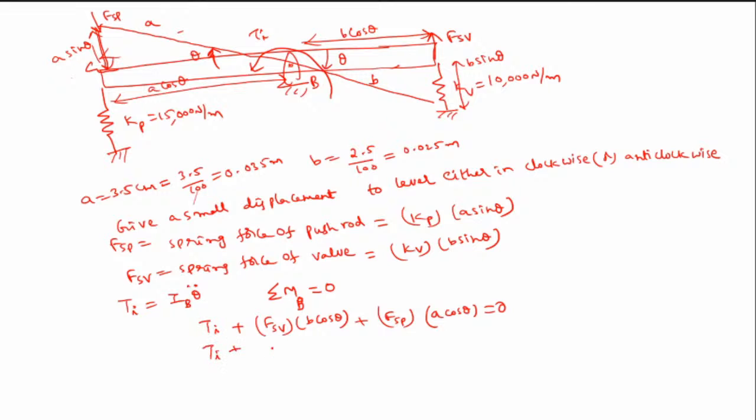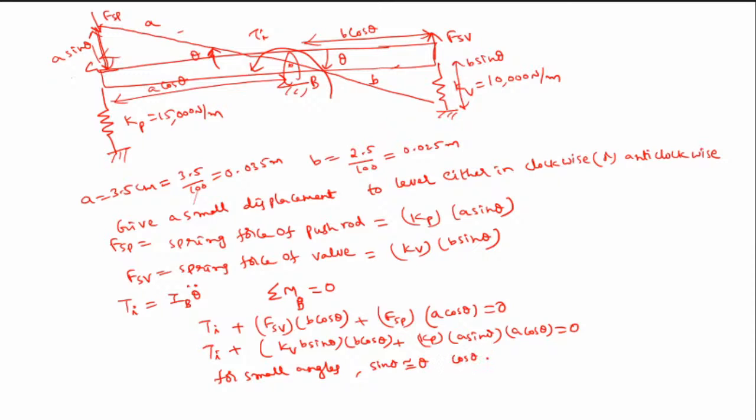So Ti plus FSB is this value, that is Kv into B sin theta into B cos theta, plus FSB is Kp into A sin theta into A cos theta, equal to 0. Now for small angles, sin theta is equal to theta and cos theta is equal to 1. Then this will be Ib theta double dot plus Kv B square theta plus Kp A square theta equal to 0. Let us substitute these values into this.